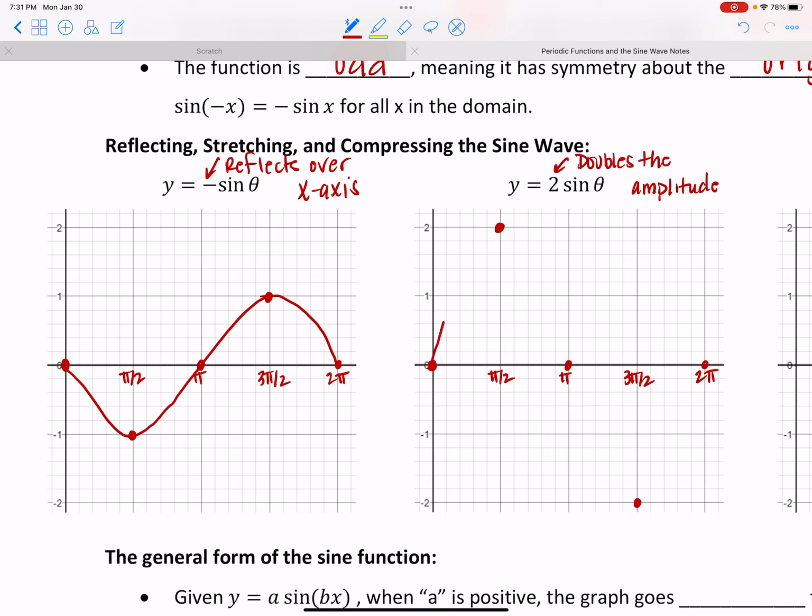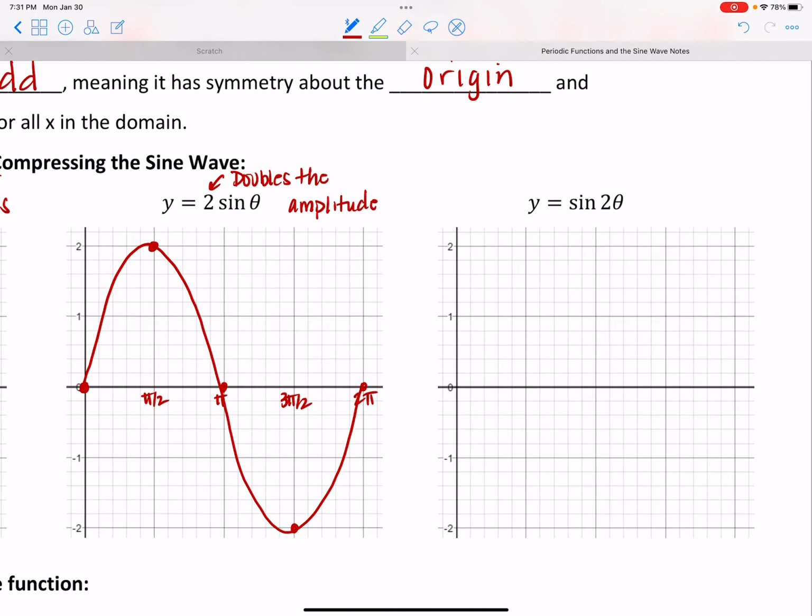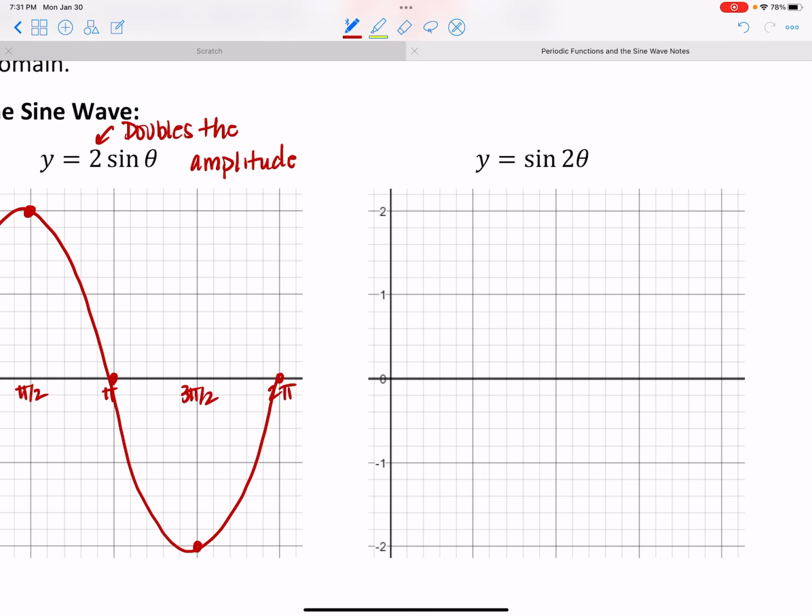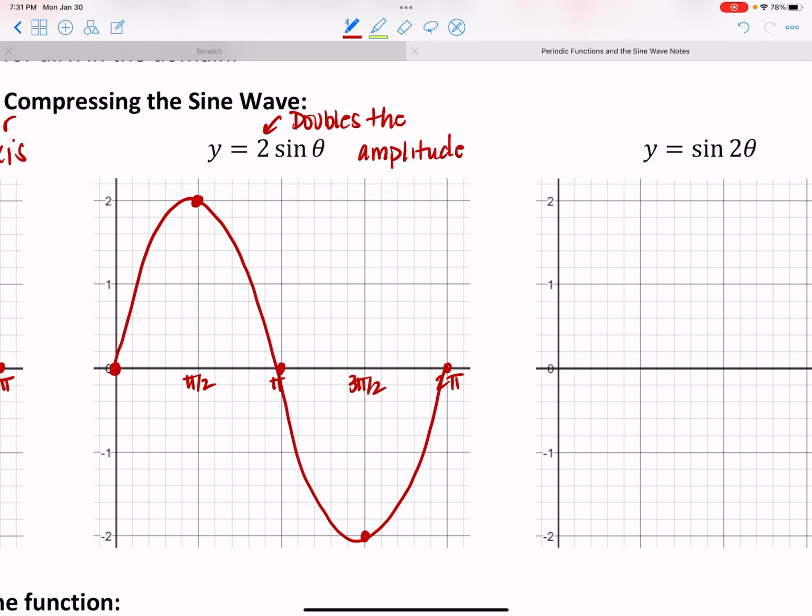So now one complete cycle looks like this from 0 to 2 pi. Okay? And then I want one more I want to show you here. If I, instead of multiplying, and that, sorry, let me go back to this one, doubles the amplitude.